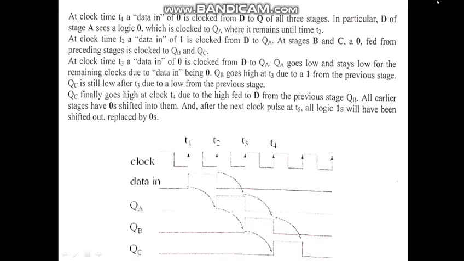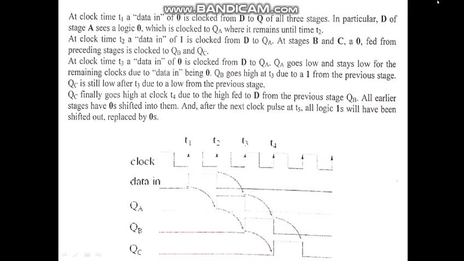At clock time T1, a data in of 0 is clocked from D to Q in all 3 stages, in particular the D input of stage A is logic 0, which is clocked to QA, where it remains until time T2. At clock time T2, a data in of 1 is clocked from D to QA. At stages B and C, the 0 from the preceding stage is clocked to QB and QC.